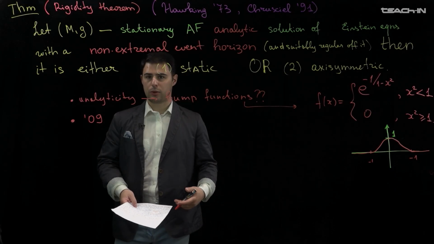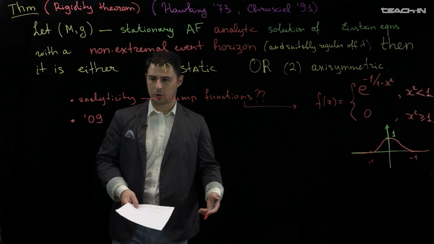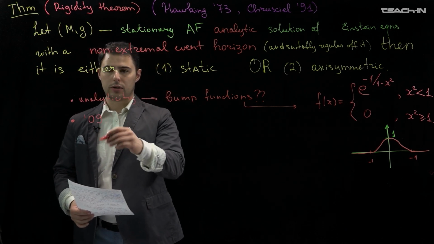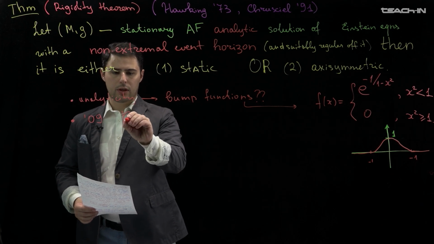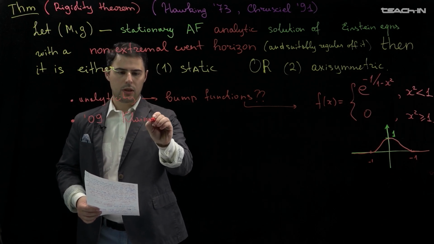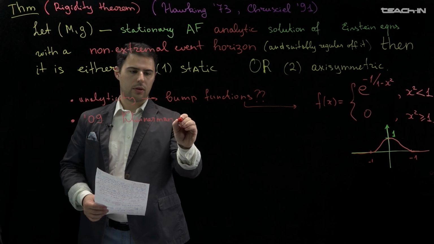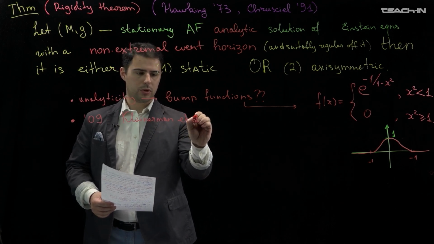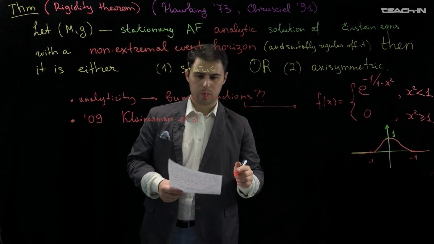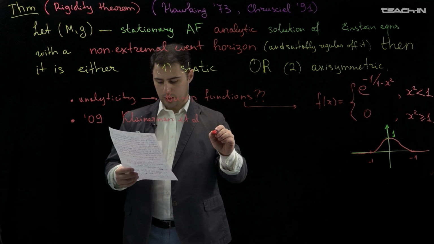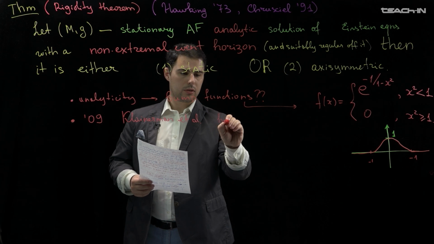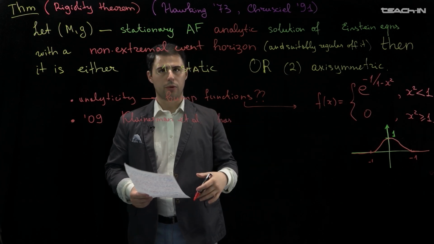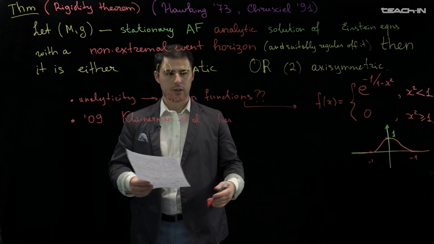Finally, this assumption can be traded off for other assumptions. So in 2009, Klainerman with his group has shown that one can trade off analyticity for asymptotic flatness.